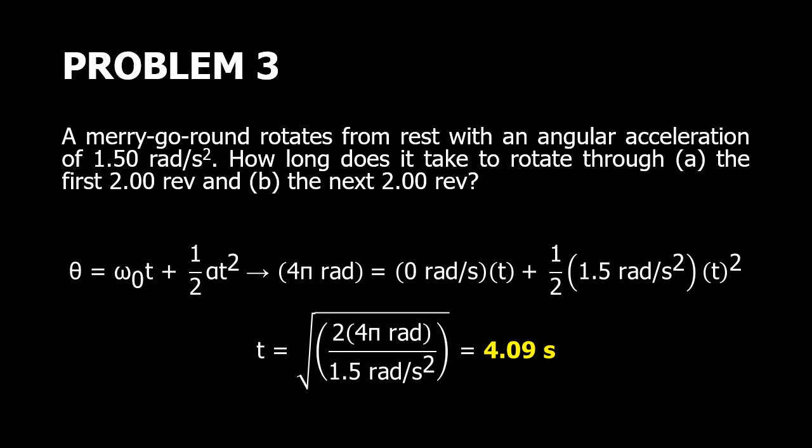So bakit siya naging 4 pi radians? Dahil ang hinahanap natin ng una is the first two revolutions. So ibig sabihin, since there are 2 pi radians in a revolution, if you multiply it by 2, 4 pi radians. So 4 pi radians is equals to 0 radians per second because that is your initial velocity since nag-rotate siya from rest.